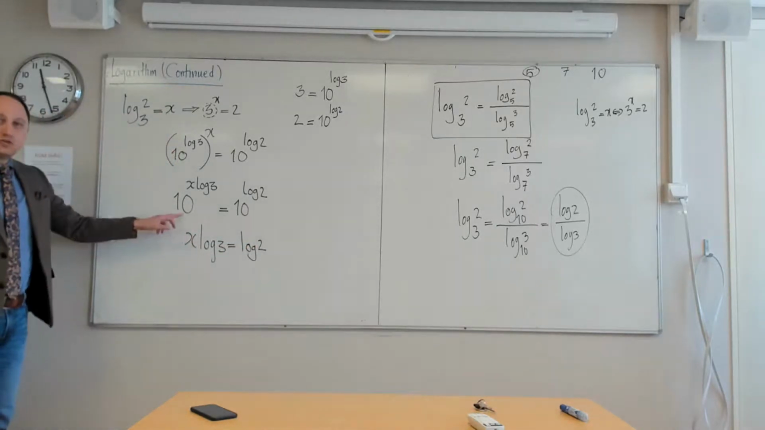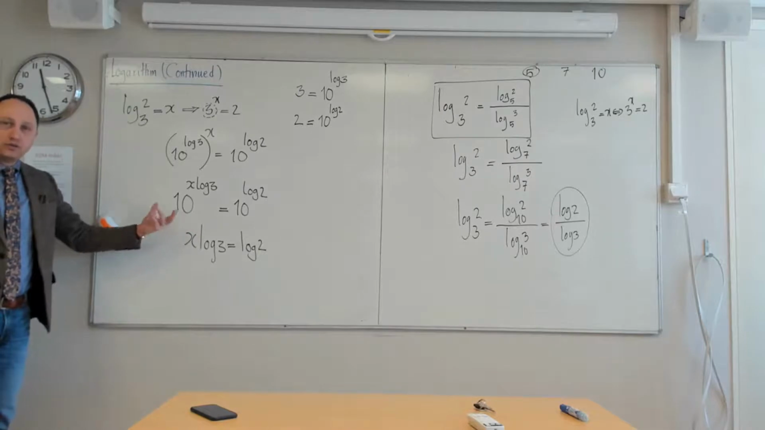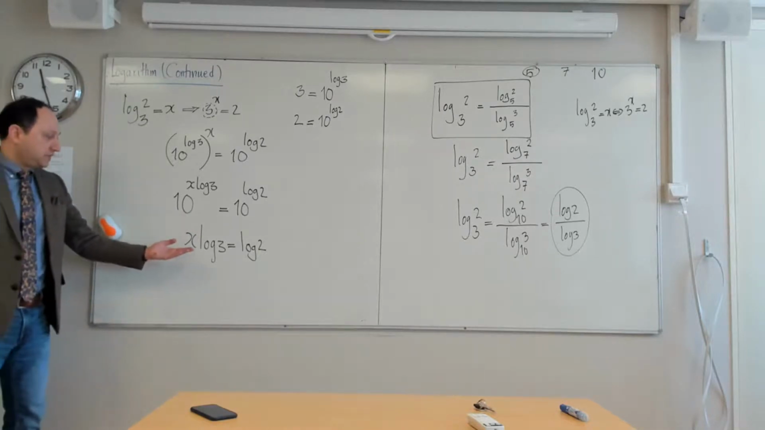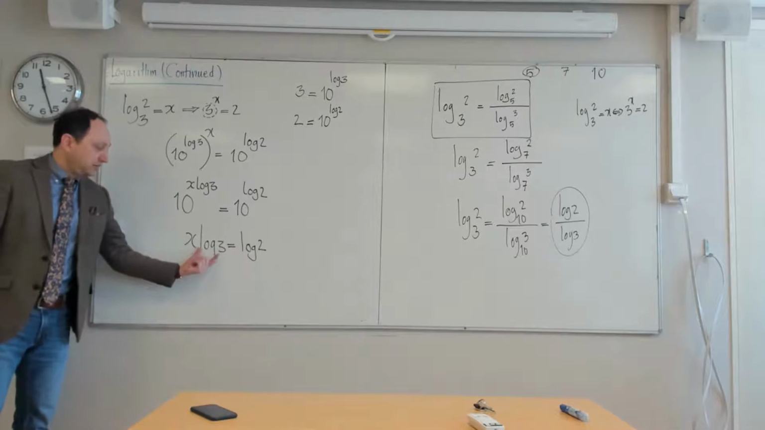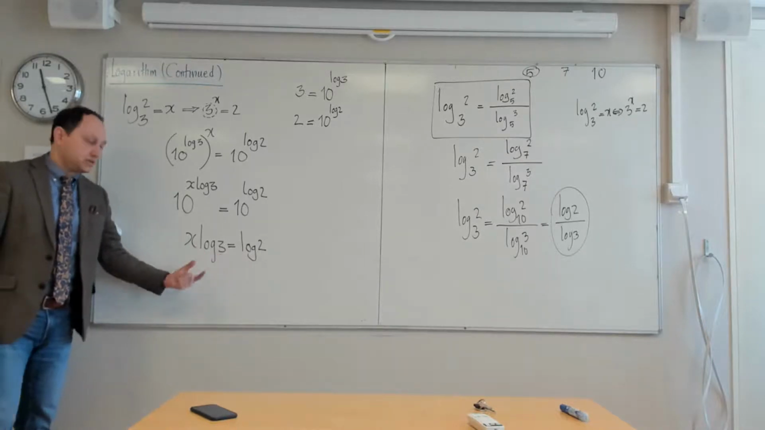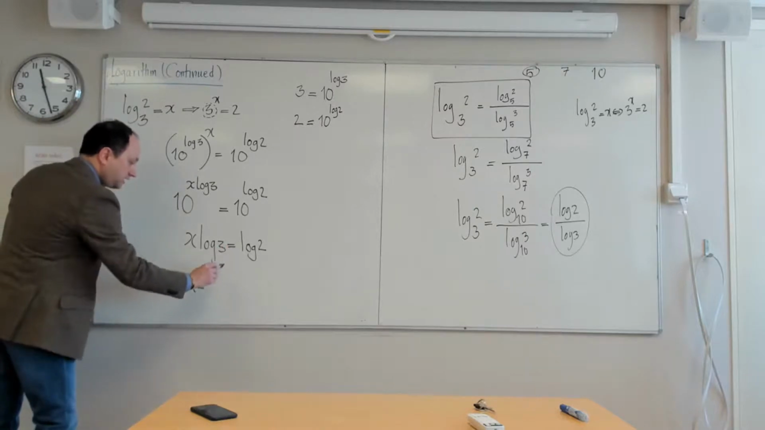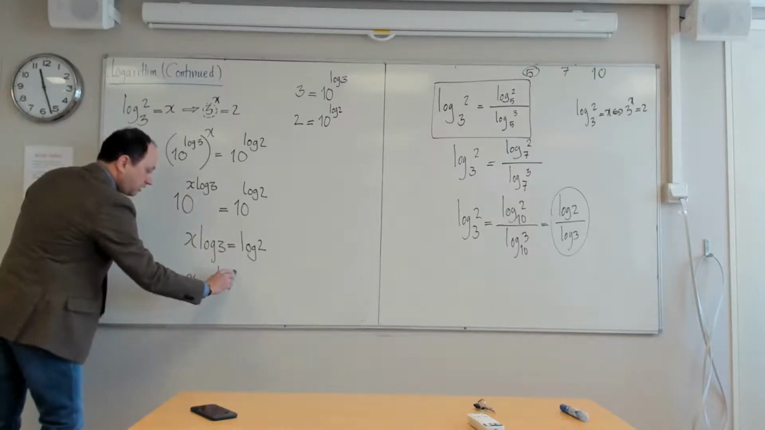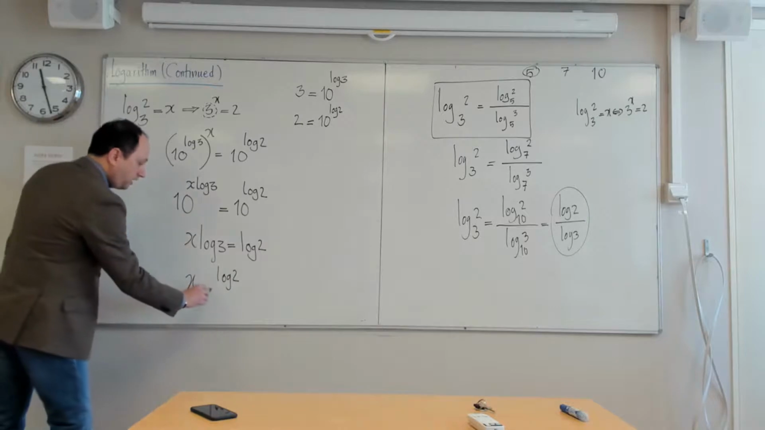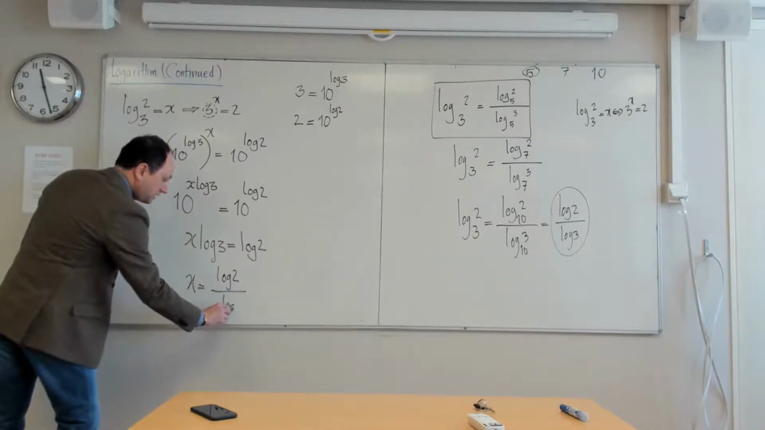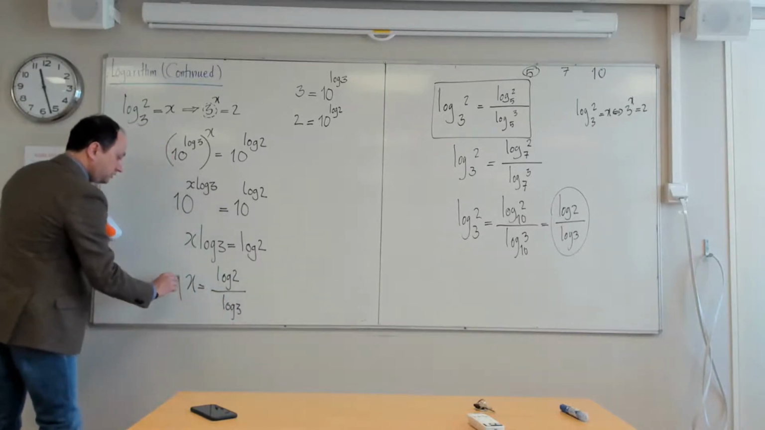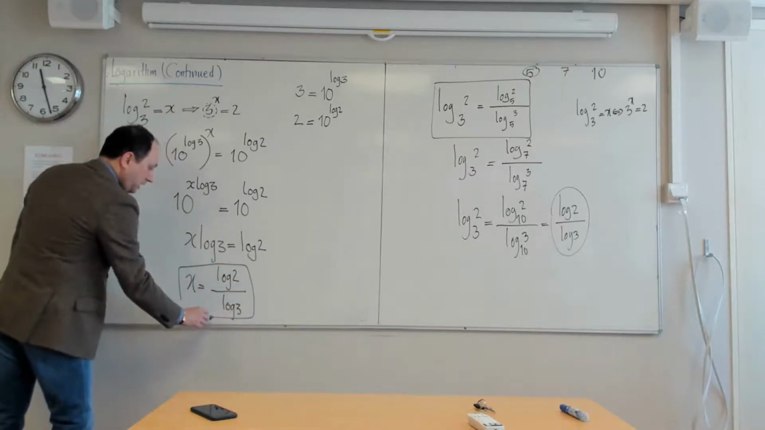But my goal is to make x alone. I want to find x. So I divide both sides by log of 3. Yes? So then this becomes alone. It becomes x. On the right-hand side, I have log of 2, and I divide by log of 3. It becomes this. I cannot go further. So this is my x.